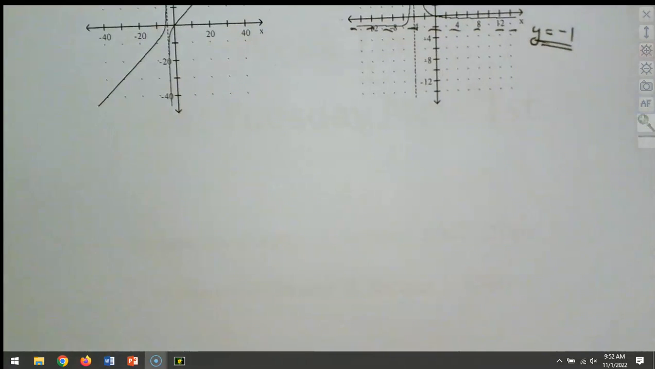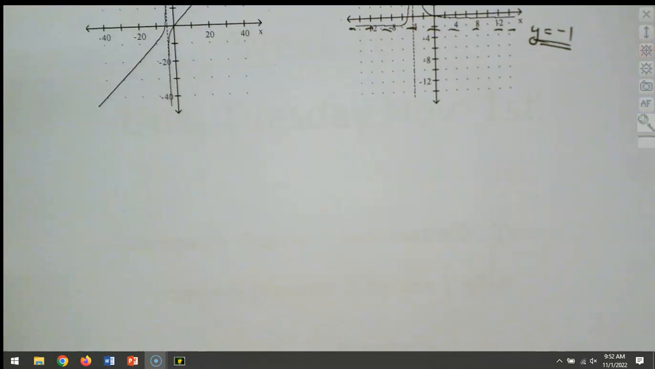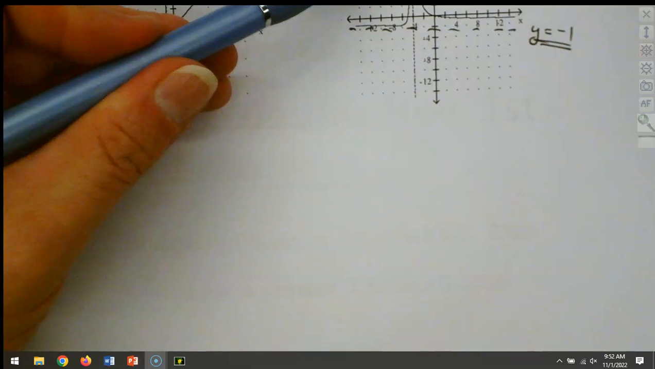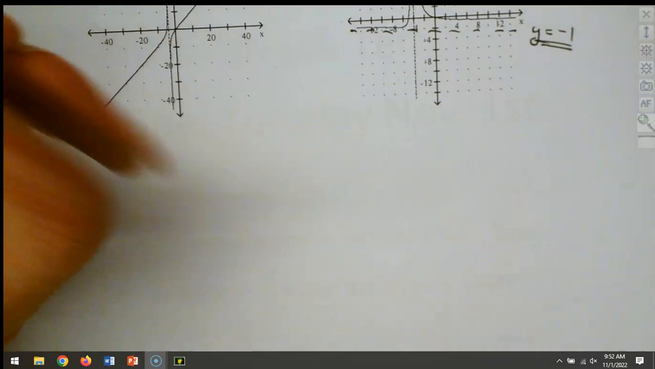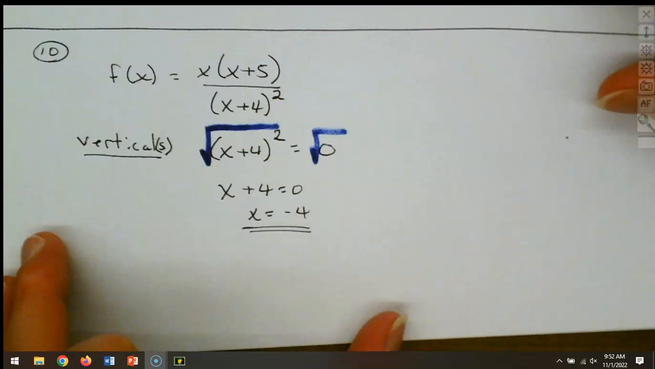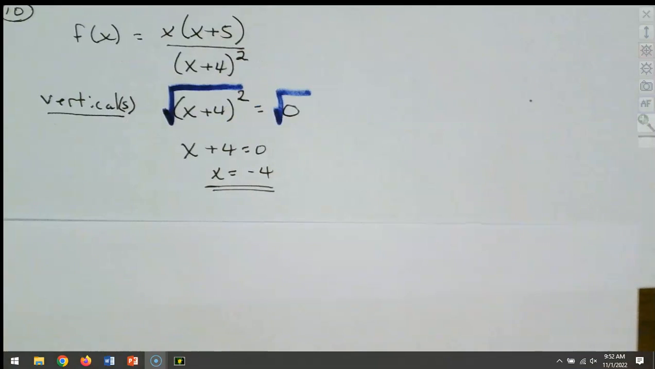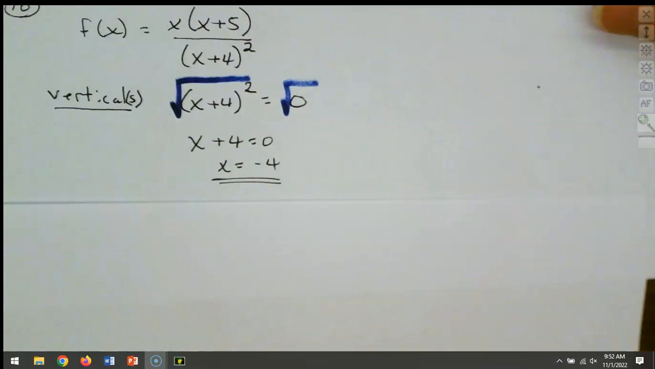What about C and D? Well, they could be, right? Because this is going to be back here somewhere about -4. And same thing with D. So we have eliminated one of them already. Now let's try to find the horizontal. And we should have one.